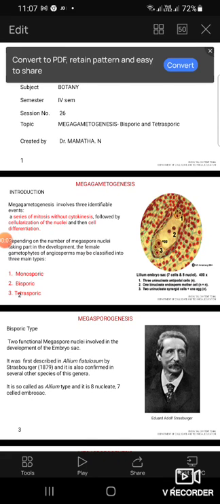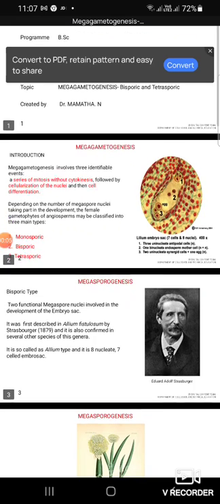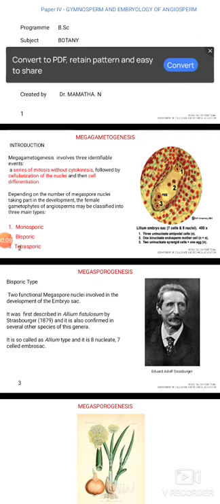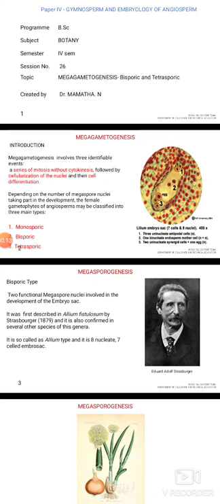Megagametogenesis. Megagametogenesis involves three events: a series of mitosis without cytokinesis, followed by cellularization of the nuclei and cell differentiation.